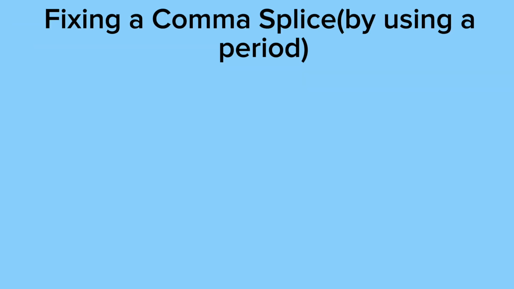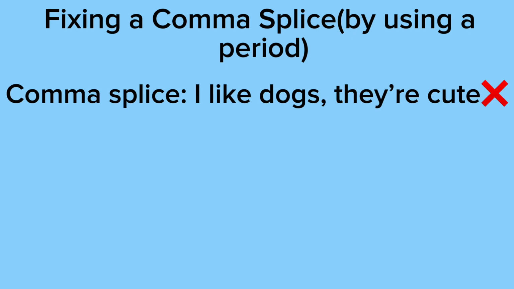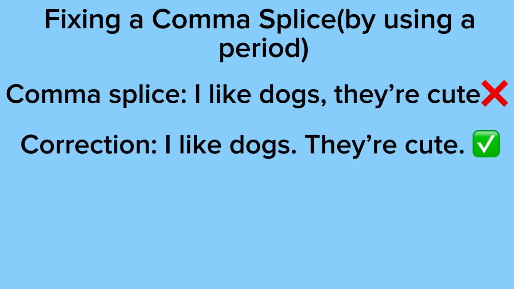So here's how to fix a comma splice by using a period. The incorrect sentence says, "I like dogs, comma, they're cute." Instead, we should say, "I like dogs, period, they're cute." "I like dogs" is one separate idea, and "they're cute" is another separate idea, so they need to be separated, and that's why we put the period in there.